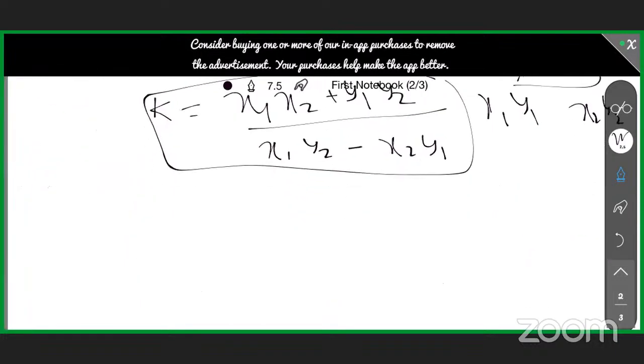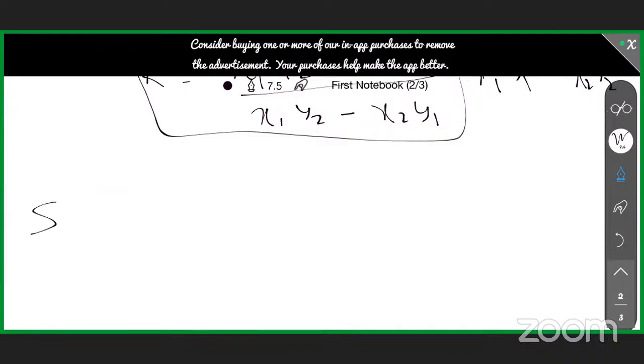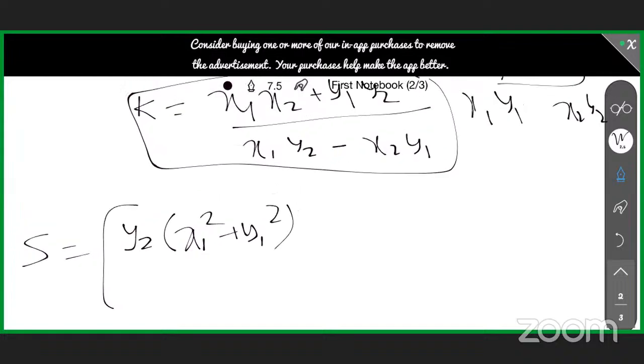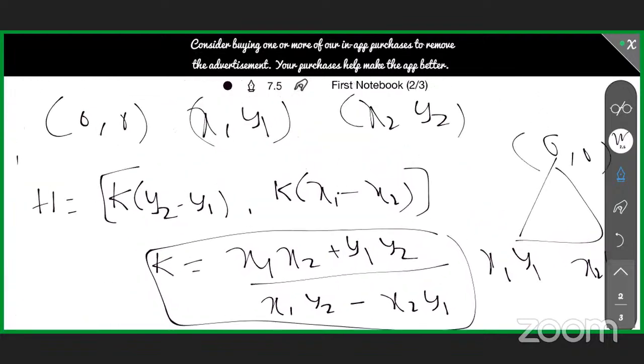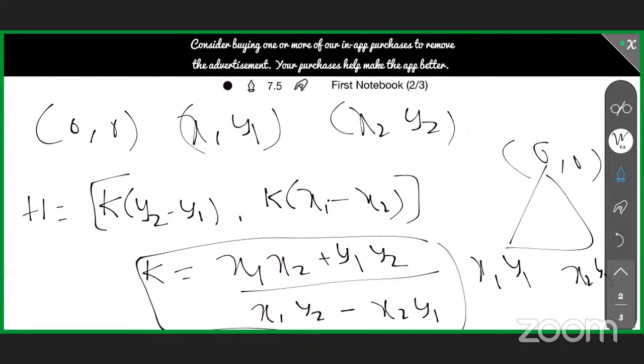Then for the same triangle, how to find circumcenter S. Circumcenter S is given by y2 into x1 square plus y1 square. Yes, Vignesh? Sir, here we have 3 points now, sir. Don't we take x3? Where is x3 here? My one point is 0, 0, no? Yeah, sir.